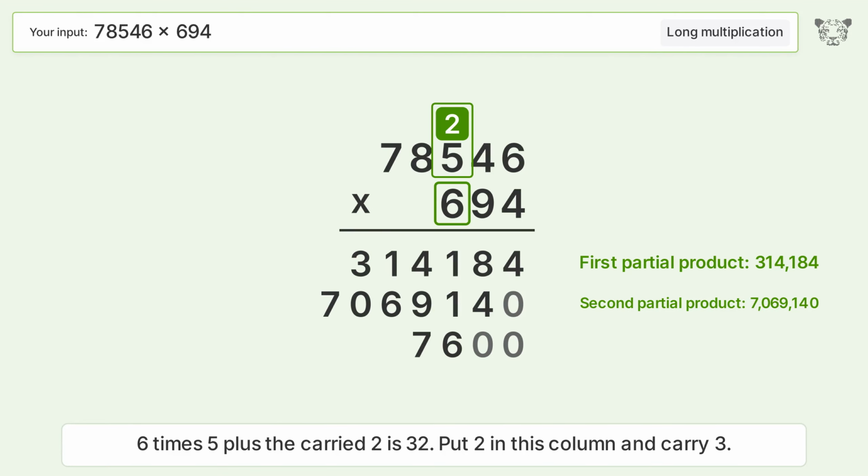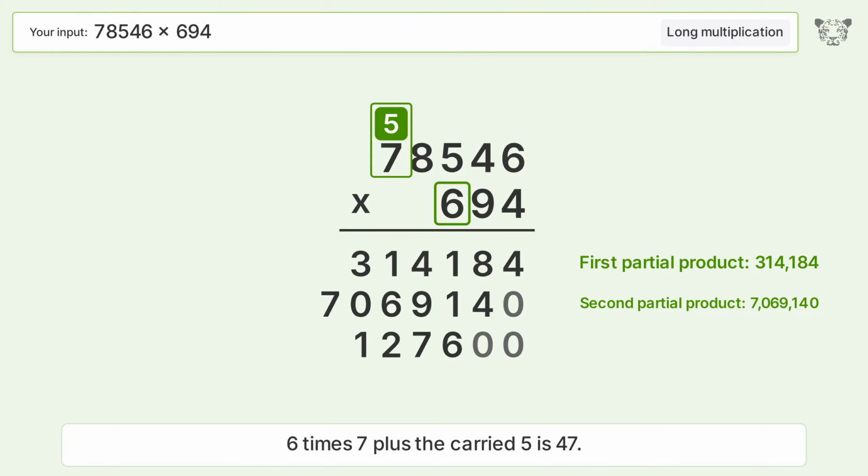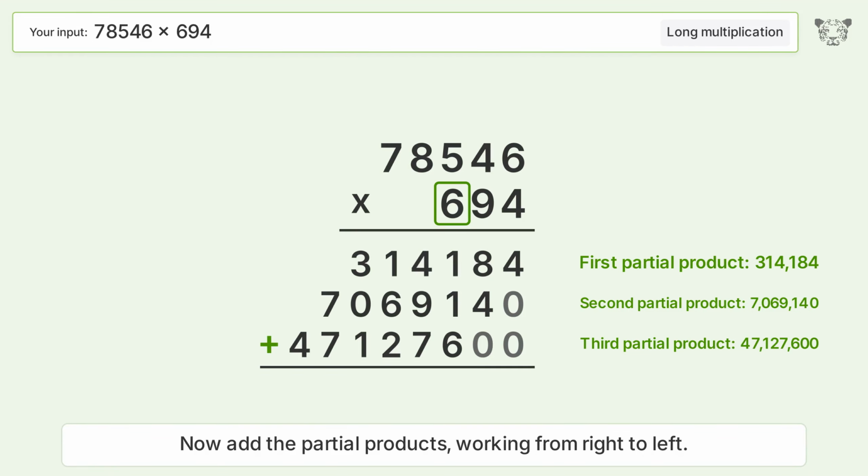6 times 5 plus the carried 2 is 32. Put 2 in this column and carry 3. 6 times 8 plus the carried 3 is 51. Put 1 in this column and carry 5. 6 times 7 plus the carried 5 is 47. The third partial product is 47,127,600. Now add the partial products, working from right to left.